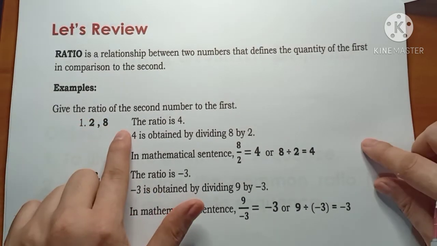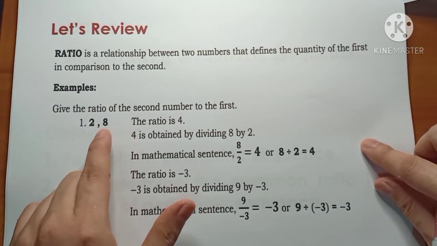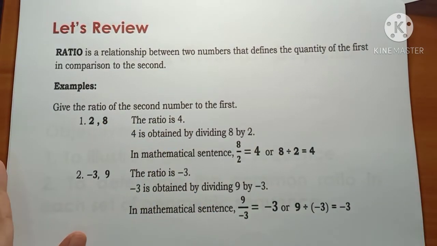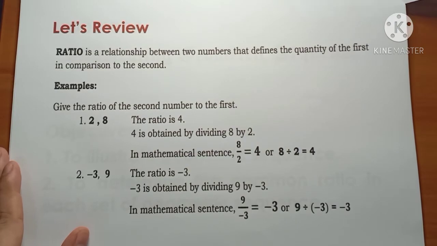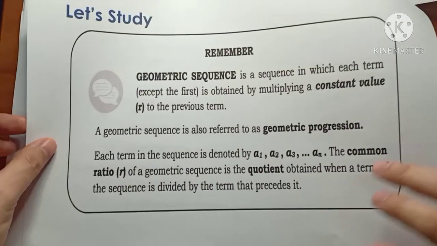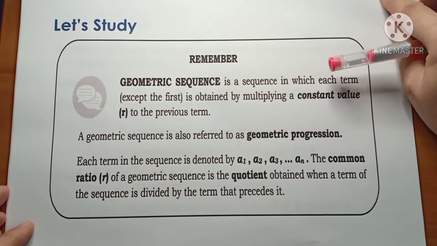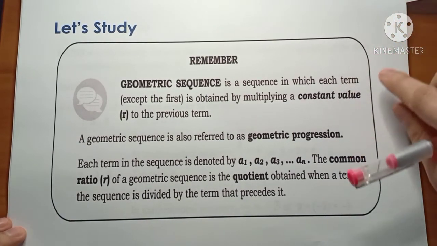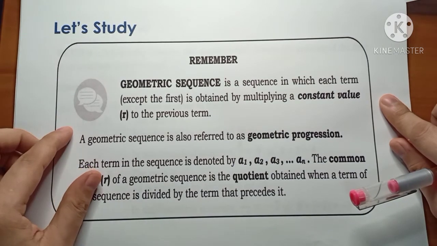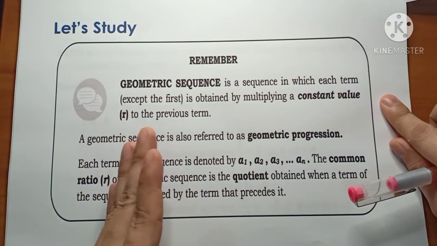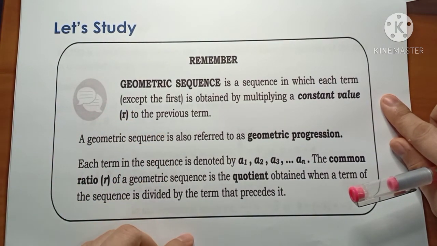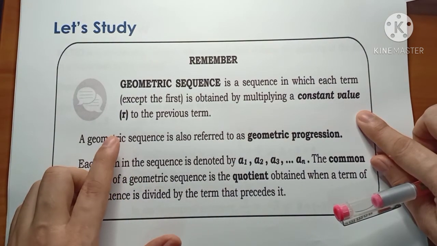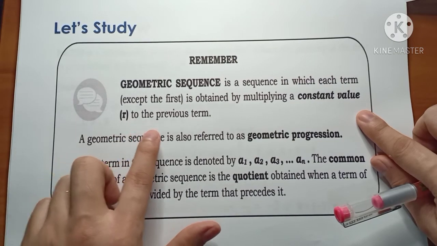So, pag may third na yan, third term, third divided by second. Pag may fourth, fourth divided by third, sa kanyang nauna. Okay, so dapat consecutive, yung magkasunod. Okay. So, remember, a geometric sequence is a sequence in which each term except the first, kasi yung first ay wala namang nauna, is obtained by multiplying a constant value r, which is the ratio, to the previous term.